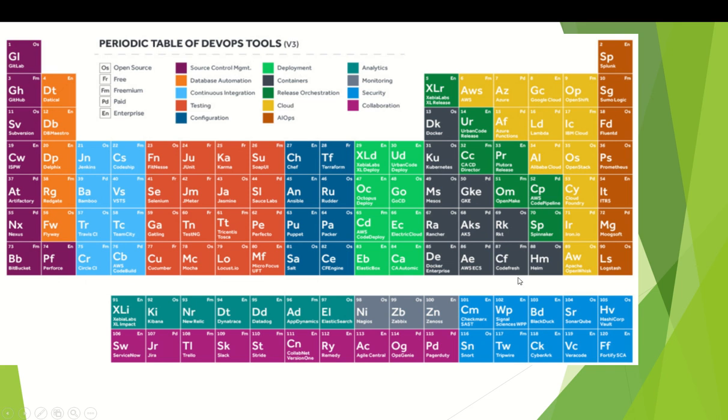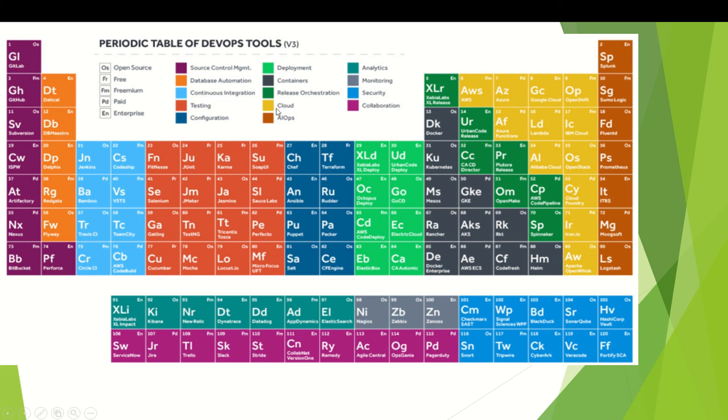If you see here, this is the periodic table. If you go to Google and type periodic table for DevOps, you will get this one. For example, you want to do some deployments. If you click on deployments in that website, what all tools can be used for deployment will be highlighted, and you will come to know what tools we can use.